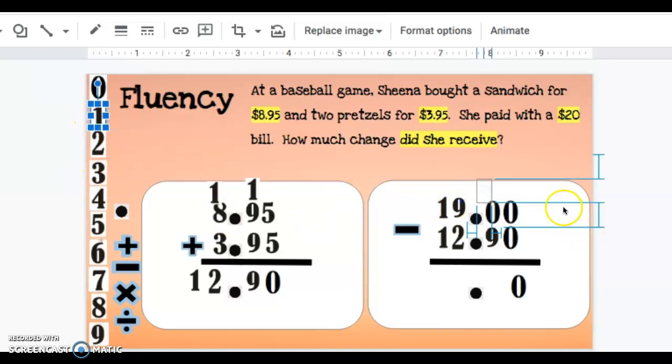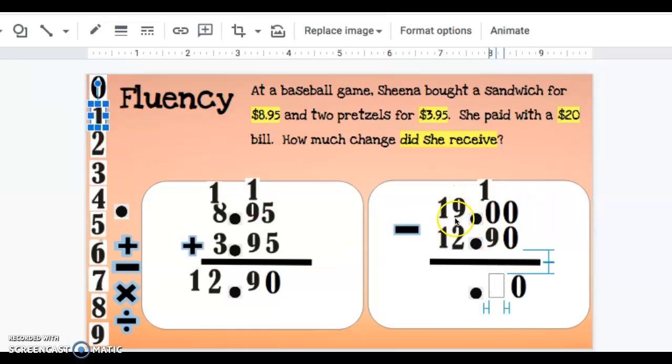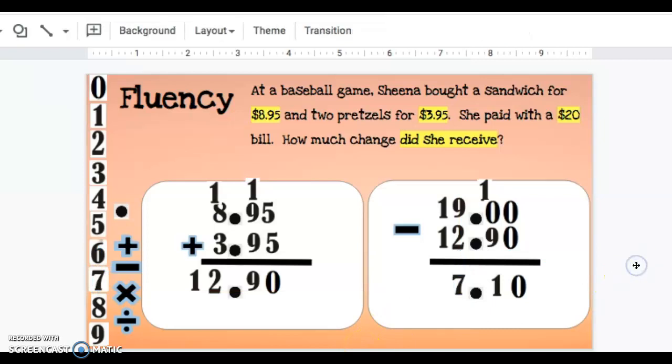So now I can subtract 10 minus 9, 1. 9 minus 2, 7. And 1 minus 1 is 0, so I do not need to put the 0. So the change that Sheena will be getting back is $7.10. Okay? Good job, guys.